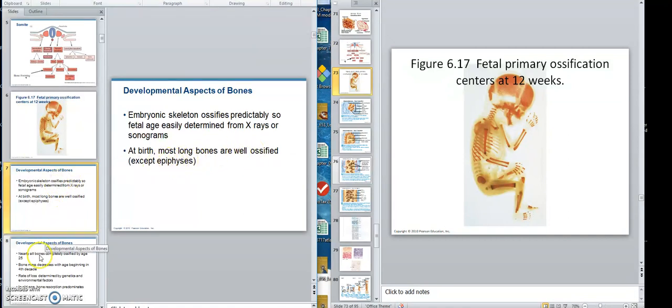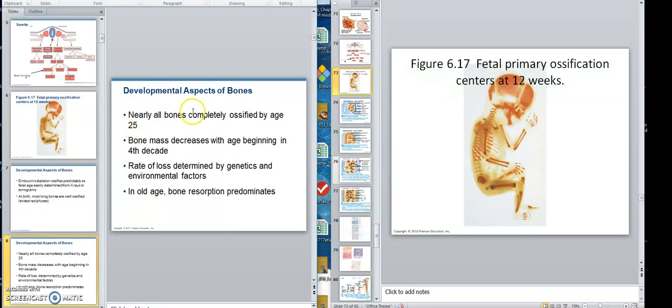At birth, most long bones are well ossified except the epiphyses, and we'll talk about that. Nearly all bones are completely ossified by age 25. Nearly all. Now the clavicles will keep growing in the male for a while longer. You have some areas in the ribs that won't ossify until about 40 actually. The xiphoid process, which you don't know yet, is also like that.